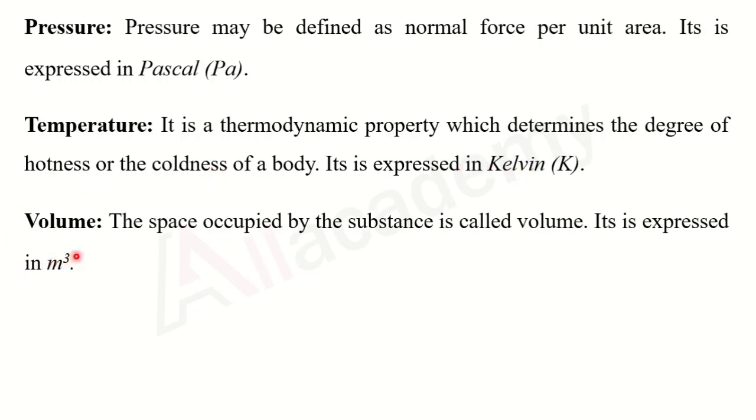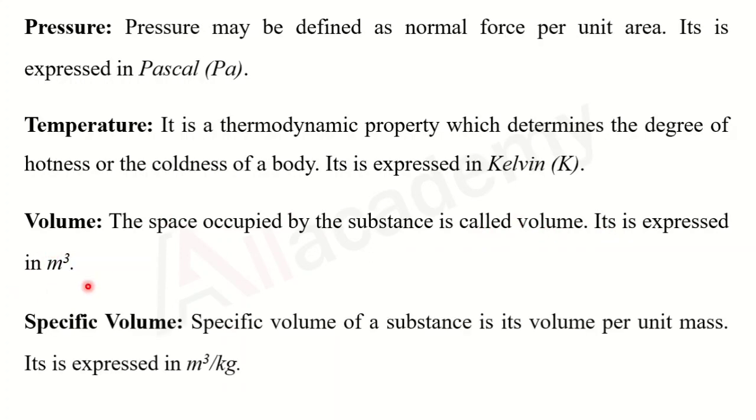The next one is volume. The space occupied by a substance is called volume, and it is expressed in meter cube. The next one is specific volume. It is defined as the volume per unit mass of a substance. So it is known as specific volume, and it is expressed in meter cube per kg.